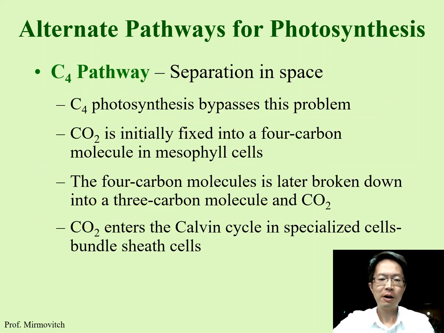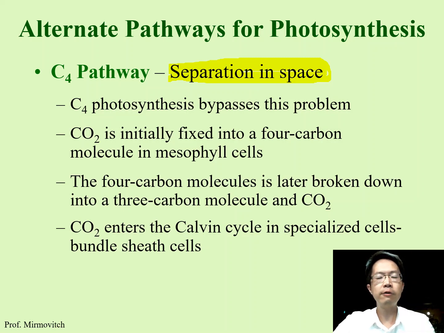Okay, C4 pathways. Because as I mentioned previously, C3 plant is most of the plant, but C3 plants cannot live in a hot, dry environment. So some of the plants develop something called C4 pathway, some kind of special structure. Basically, they do the Calvin cycle in two different places.